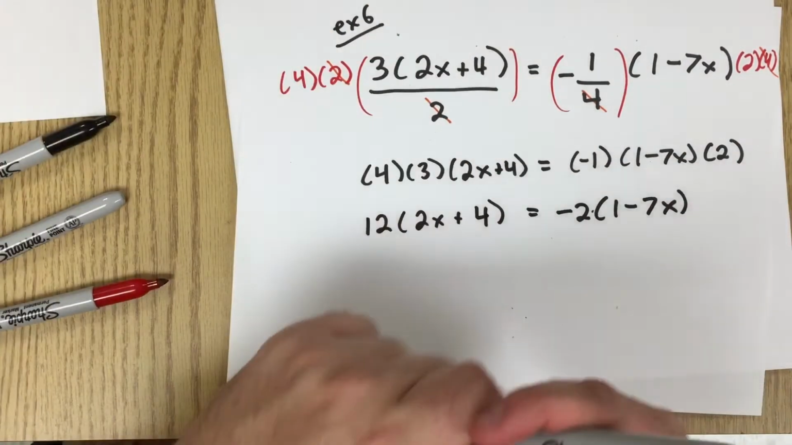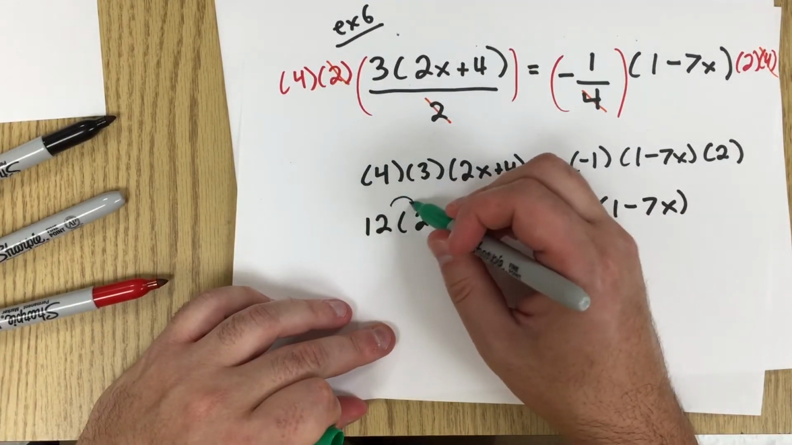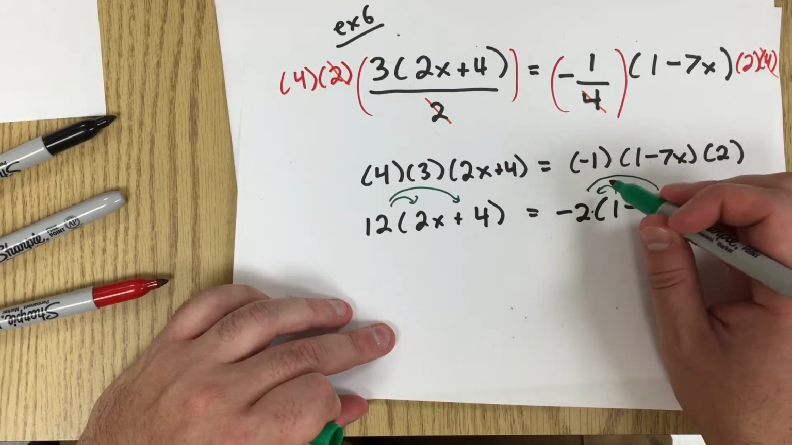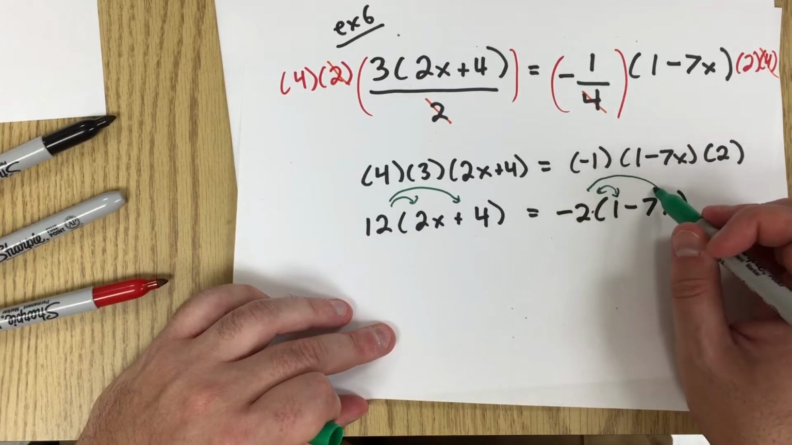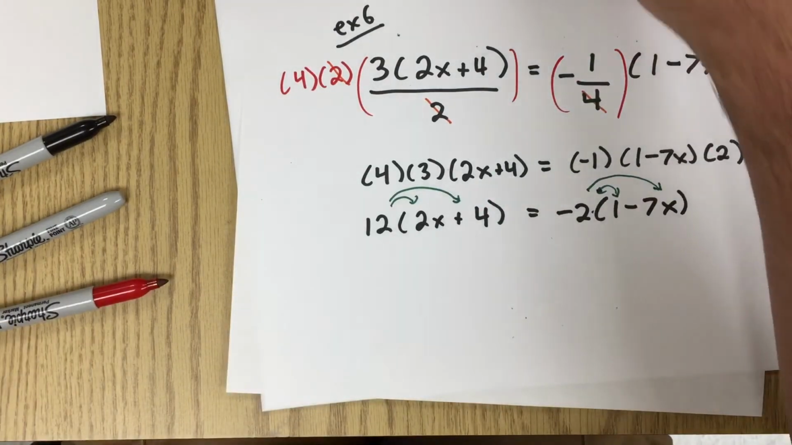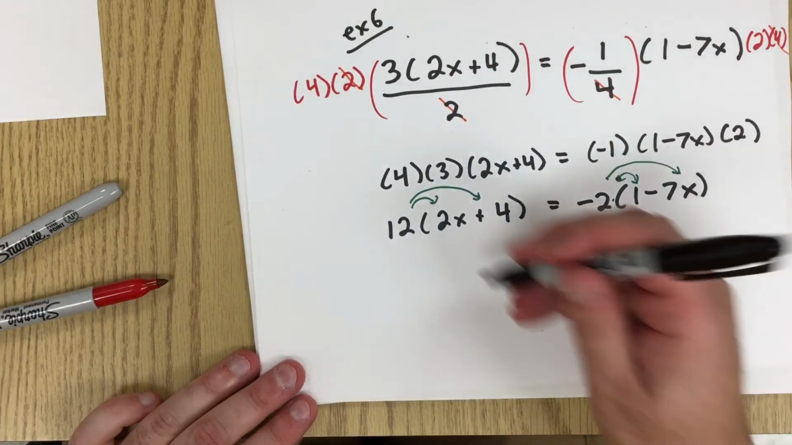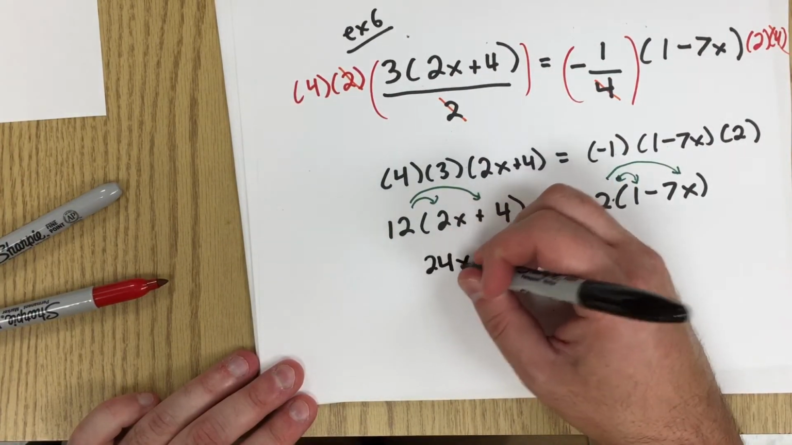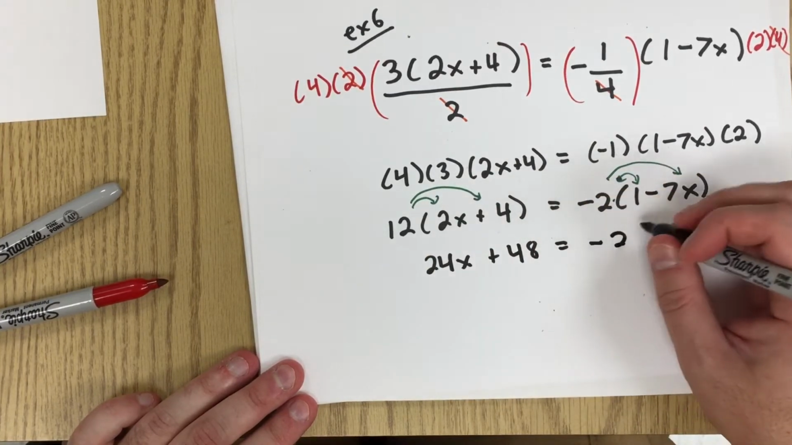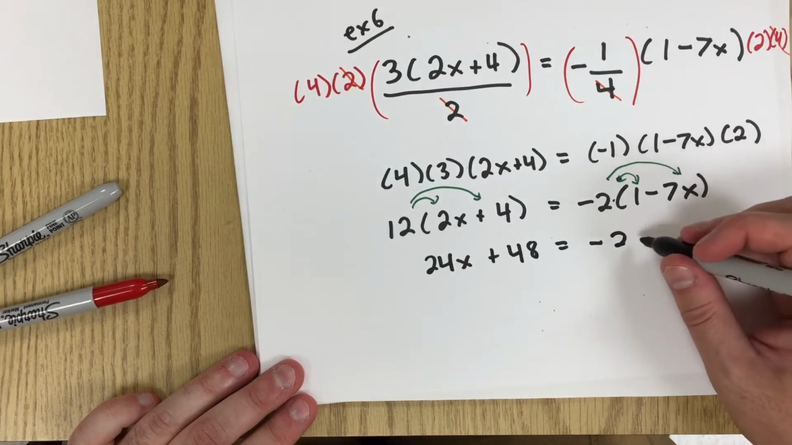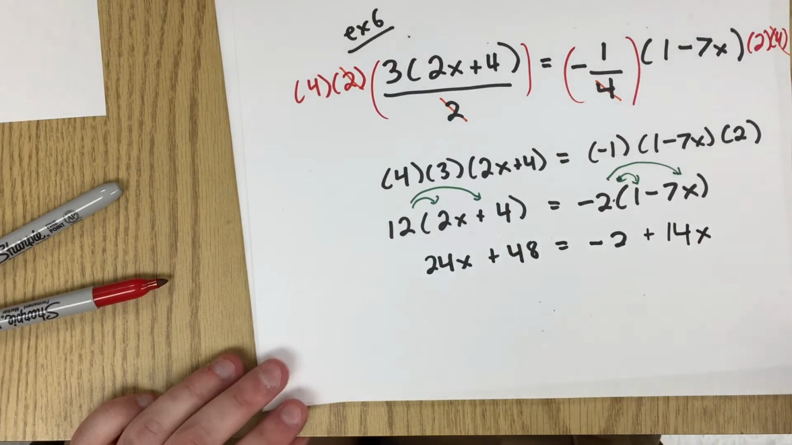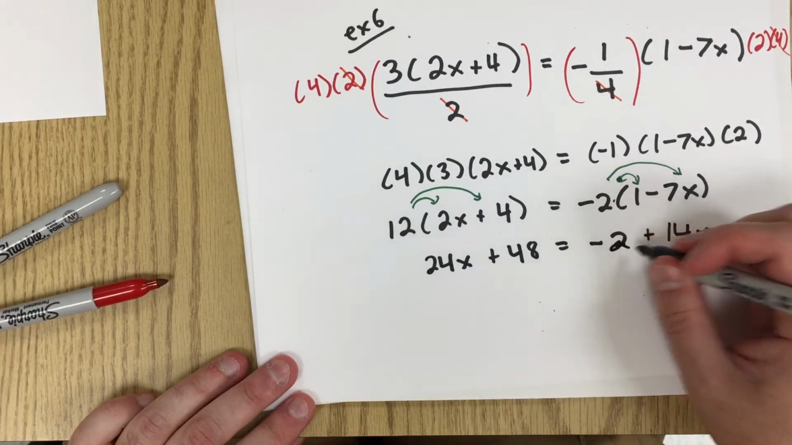So we're going to distribute these in. That way and that way is the way we usually do it. And 12 times 2x is 24x. 12 times 4 is 48. Minus 2 times 1 is minus 2. And minus 2 times minus 7 is plus 14x. That's a 2. Poorly drawn 2.